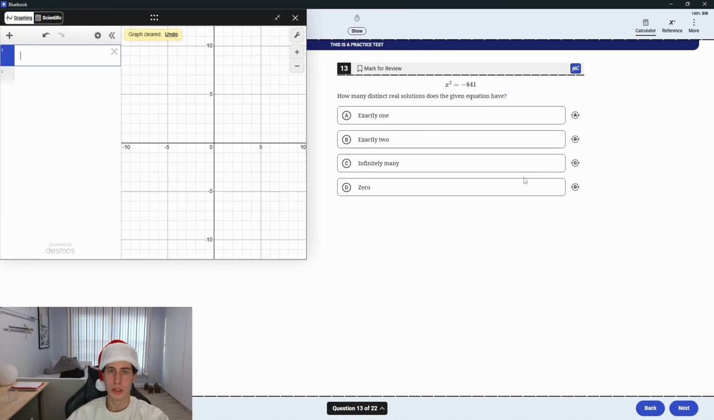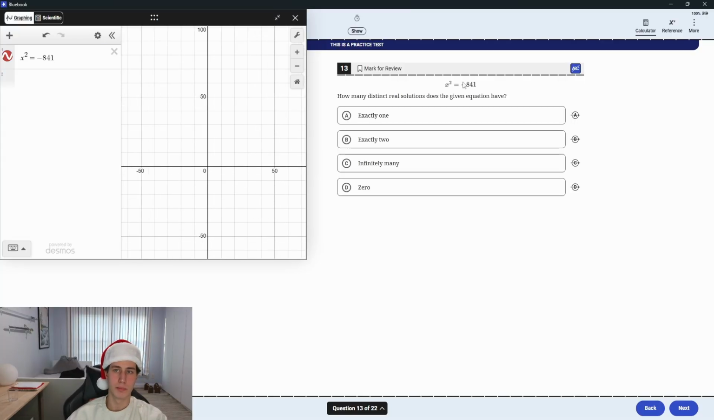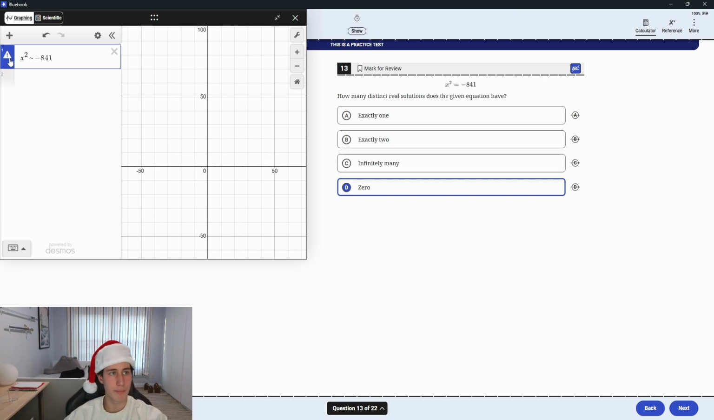Perfect. Next, how many distinct real solutions does the equation have? Let's see. So in this case, to solve for x, you would have to take the square root of a negative number, but you know that you can't take the square root of a negative number because that gets you an imaginary solution. So how many distinct real solutions does this have? 0, because there's no cases where this can realistically be anything.